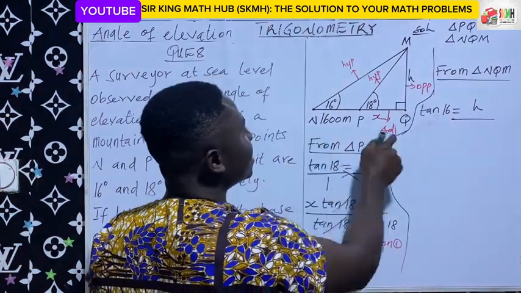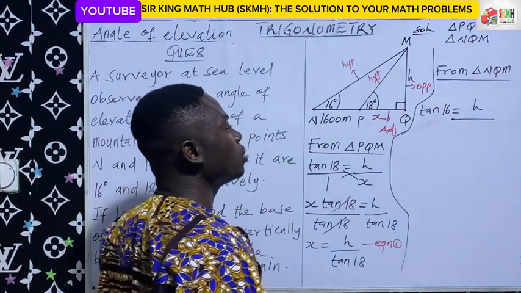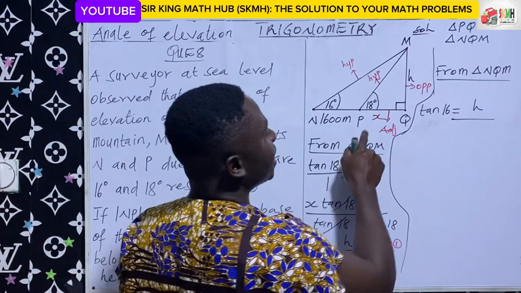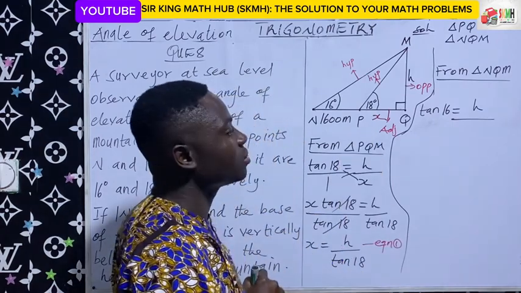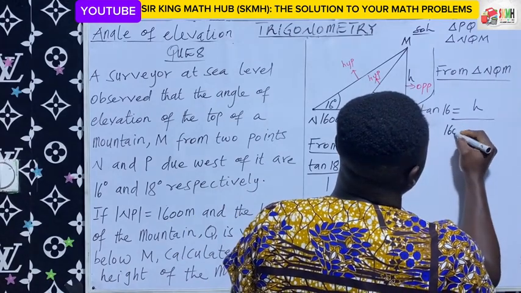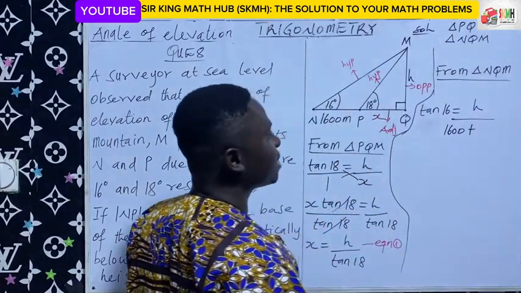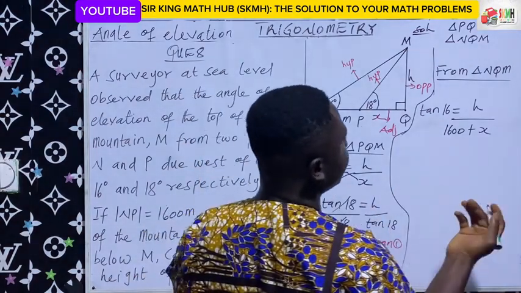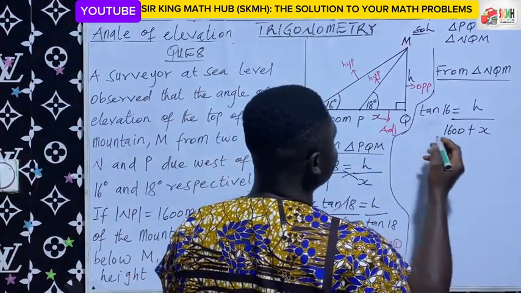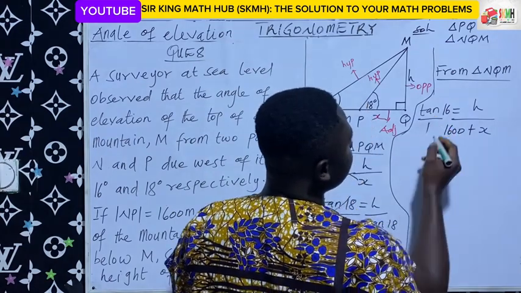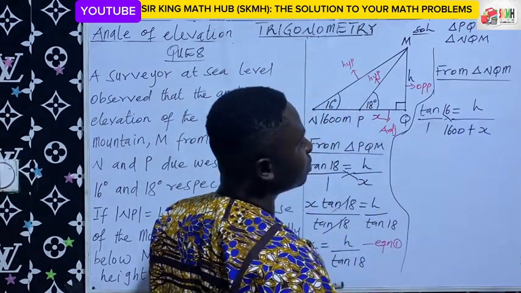But we see that the adjacent has been split into two. One part measuring 1,600 meters and the other part measuring x meters. So the total distance becomes 1600 plus x. So again, we want to make x the subject. So tan 16 is the same as tan 16 over 1. So we can cross multiply.